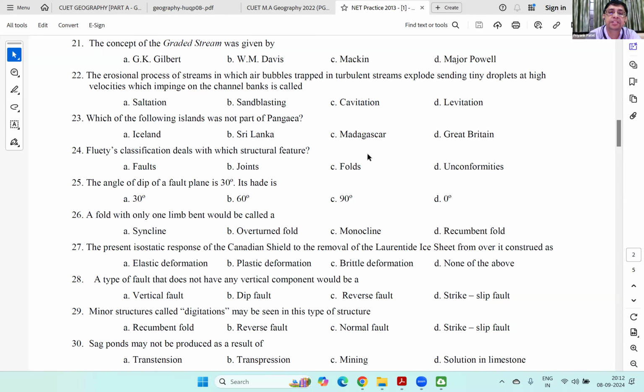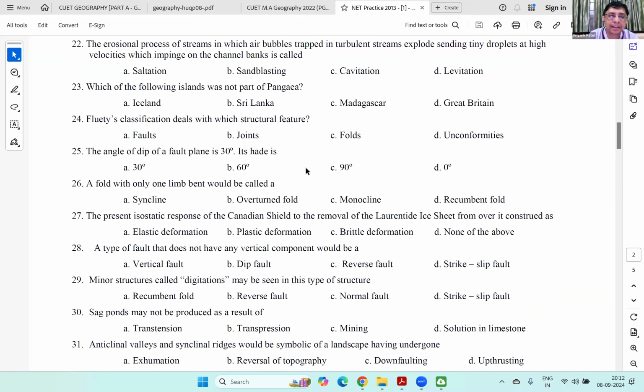Answer is B, transpression. Transpression will cause lift, folding, whereas transtension will cause rifting, sac ponds হতে পারে. Mining, you are taking away rocks, it can cause area to subside and it will cause a sac pond. Limestone can be soluble, and if there are large uvalas and poljes, then you can also have a sac pond, right?